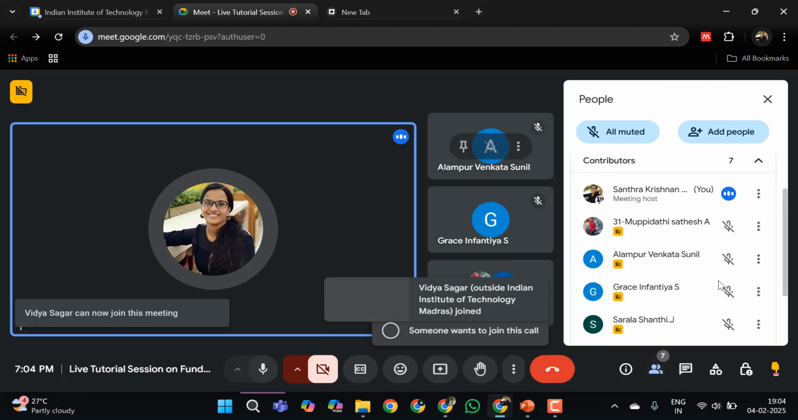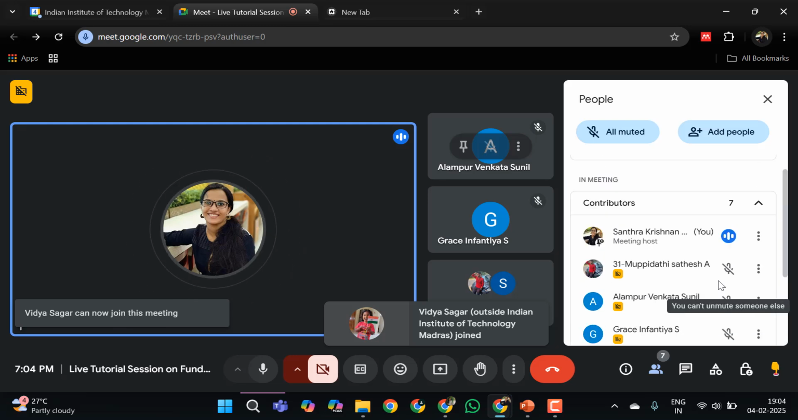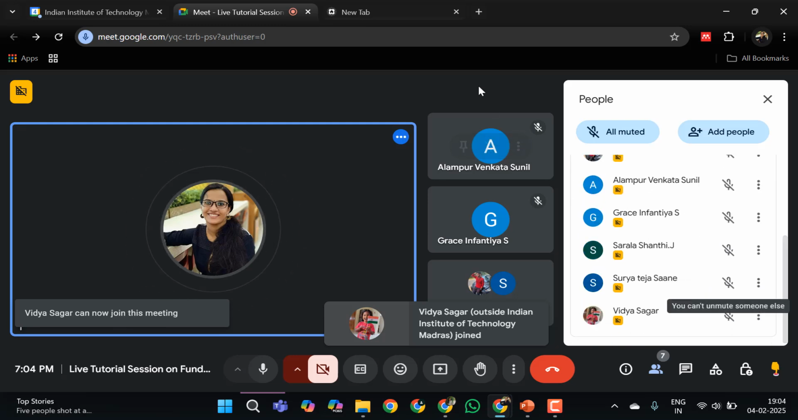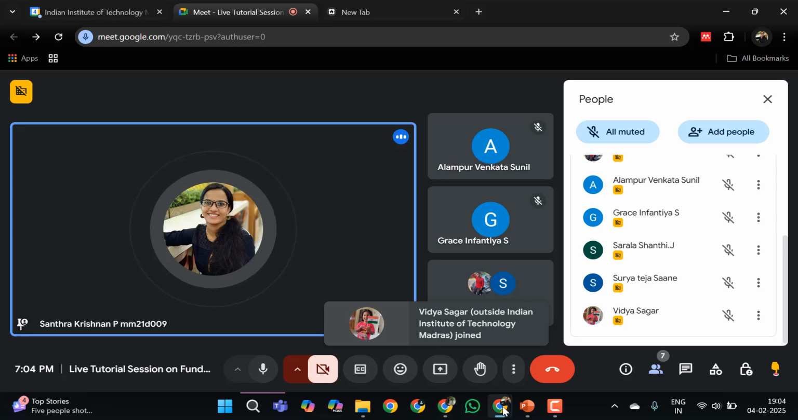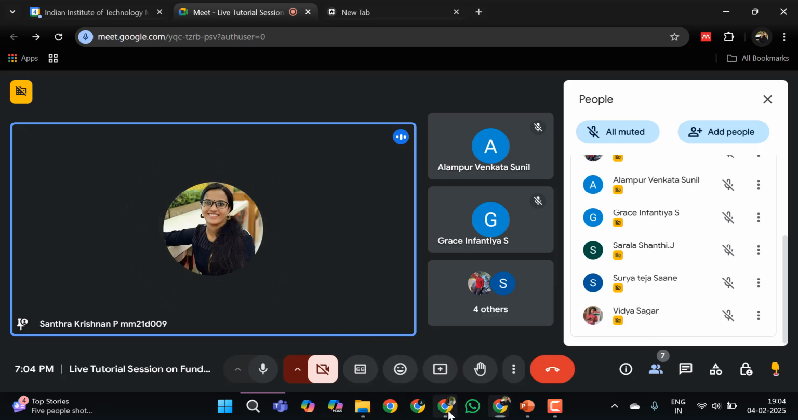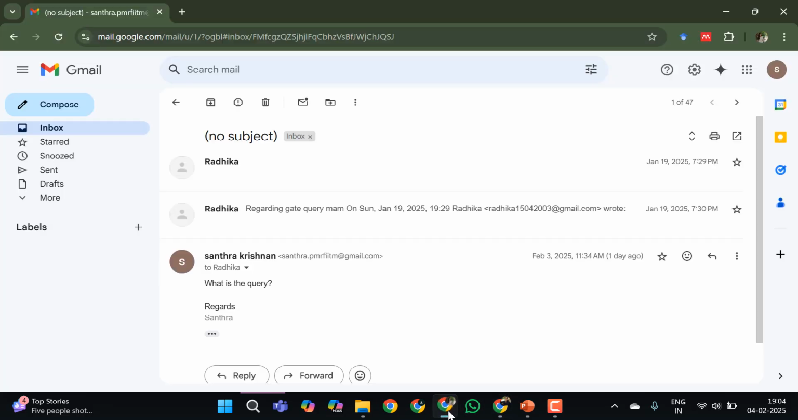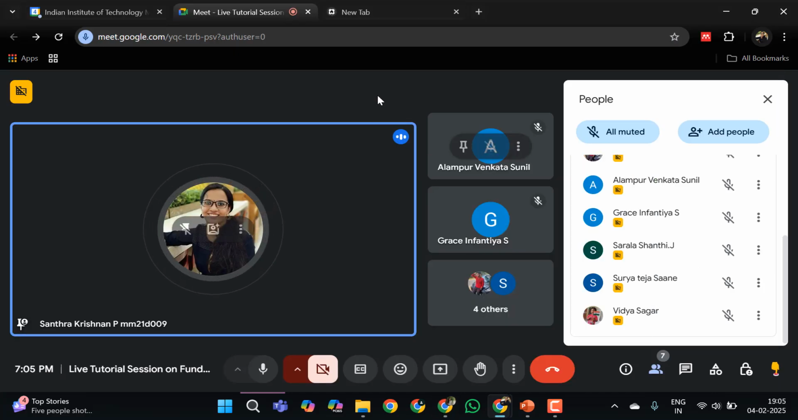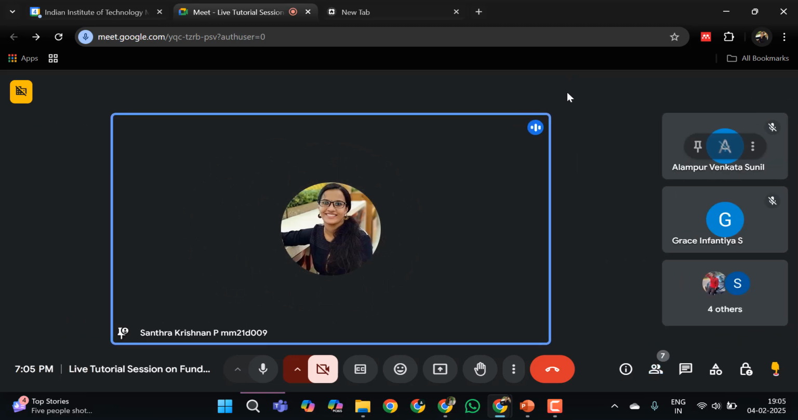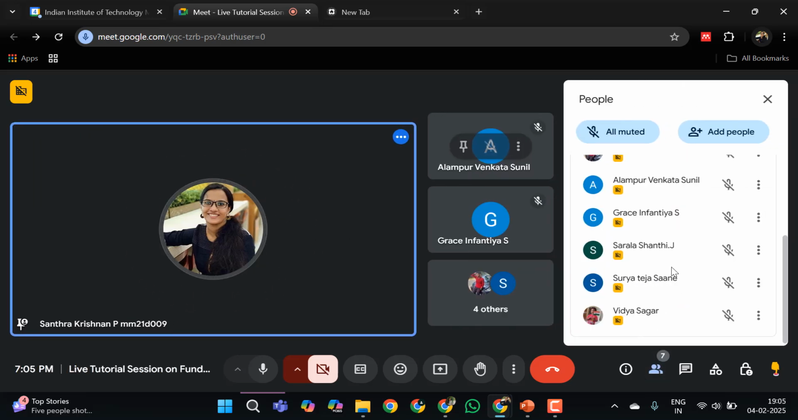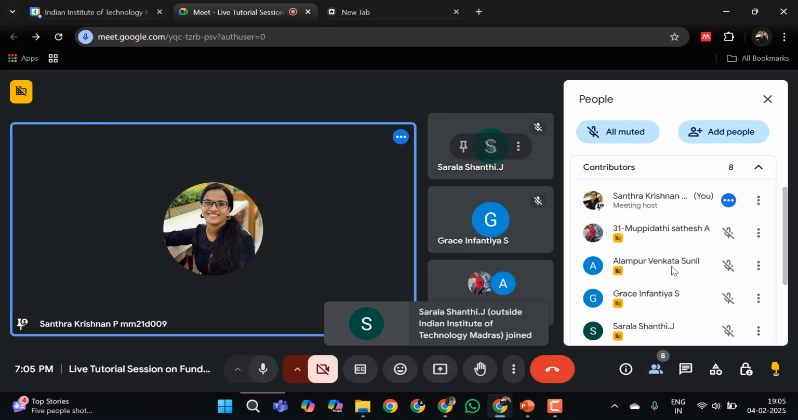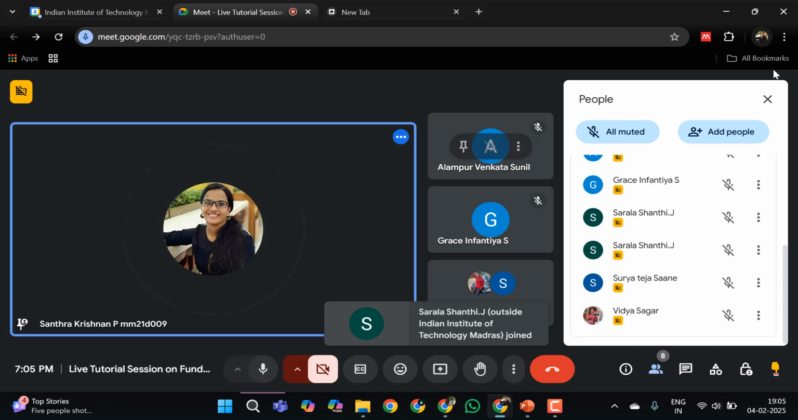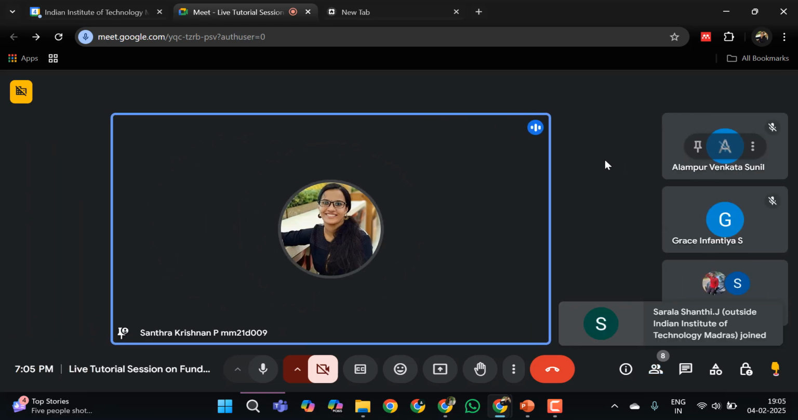Before I move on to that, last time one person named Rathika had messaged me regarding a query on GATE. When I replied, I couldn't get the exact details. She wanted a few details regarding the GATE examination, but she didn't reply to my question. So if Rathika is present, please unmute and speak. She has not yet joined, maybe, so I'll ask again at the end of the session.